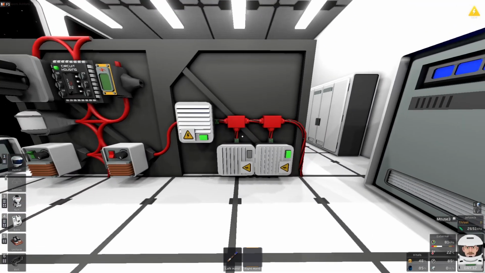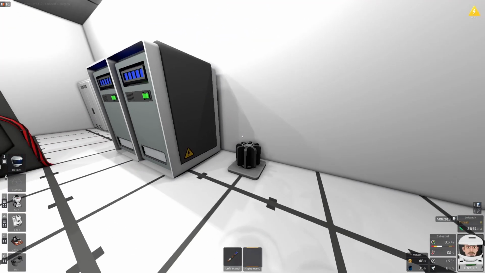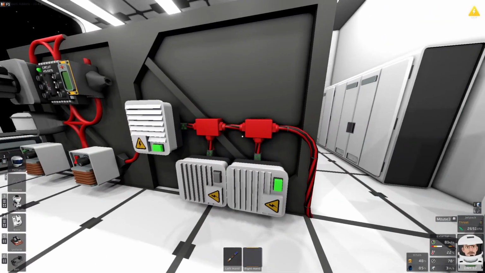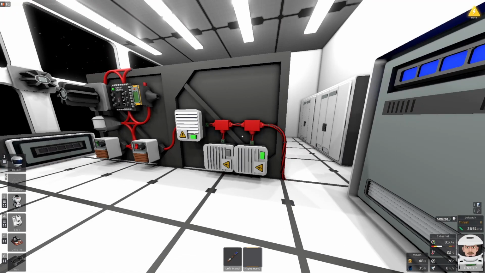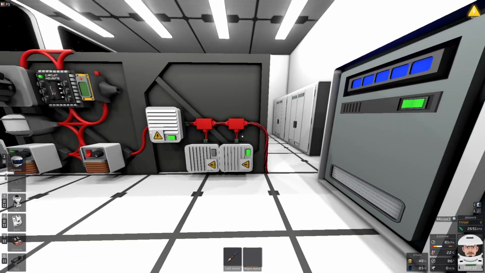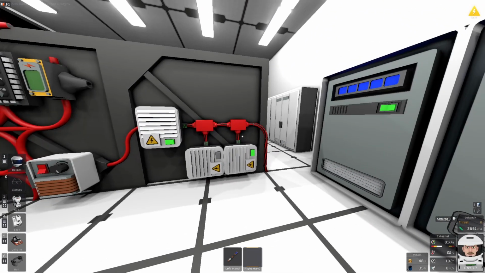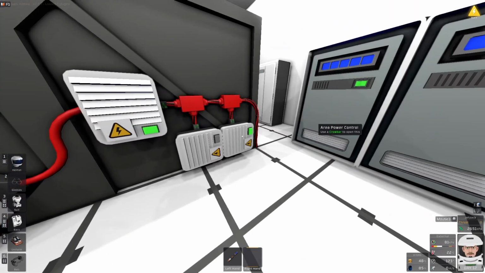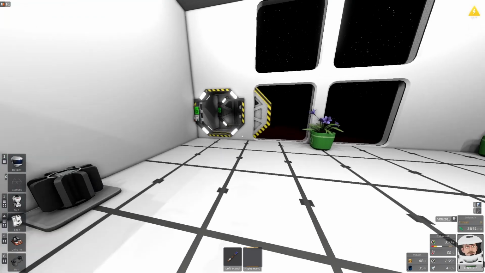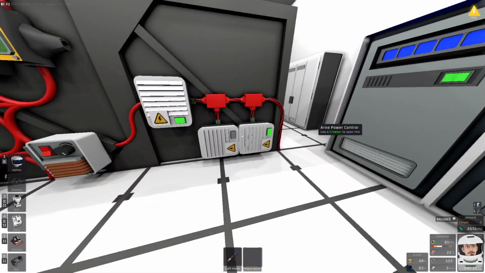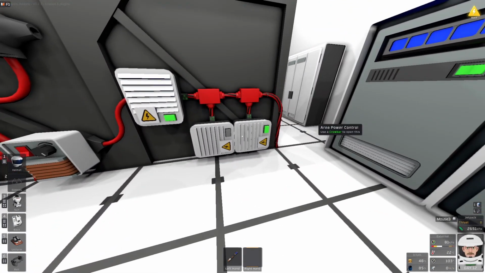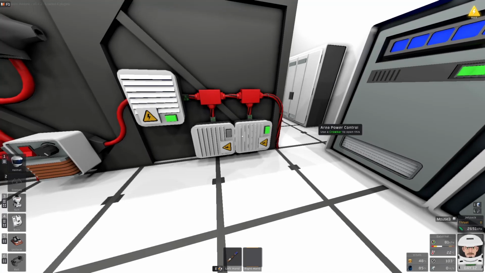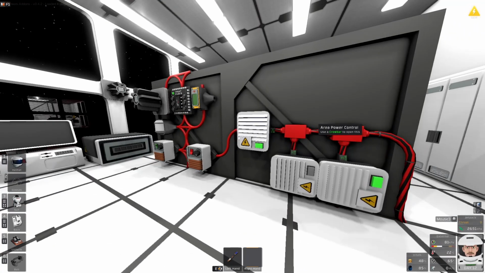Now, the other component that you're going to have, in addition to your power generators and your storage, is your load. So in this case, I am simulating a typical station load setup where we've got a couple of different APCs representing different rooms with different loads behind them. This one I've got hooked up just to my airlock, just so there's something hooked up, but these are mostly just to demonstrate that this is the main circuit.